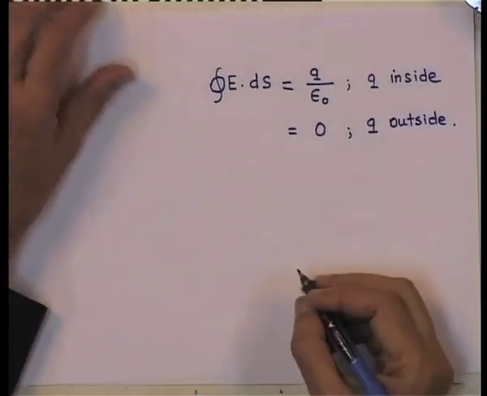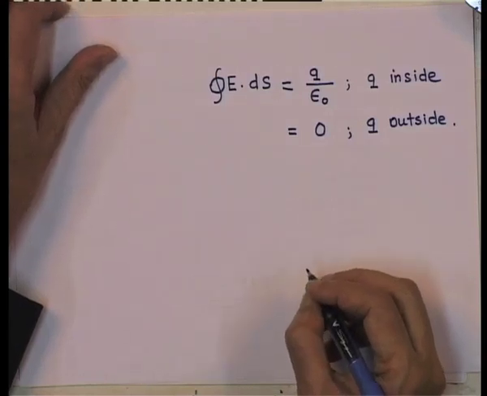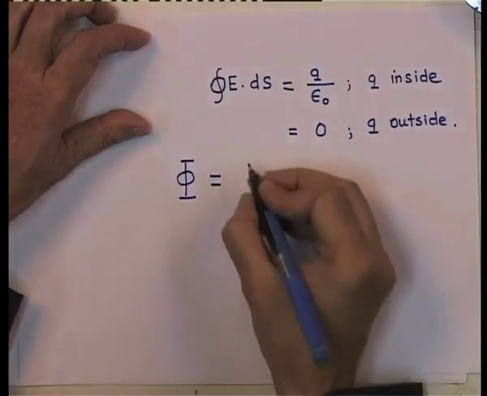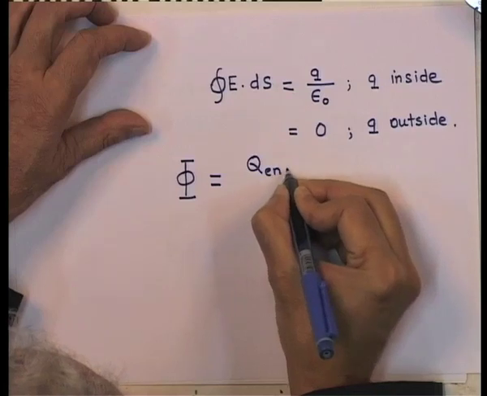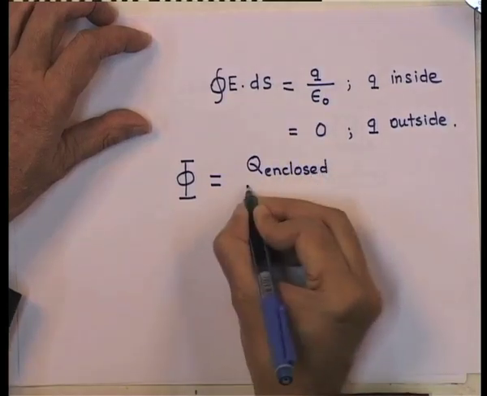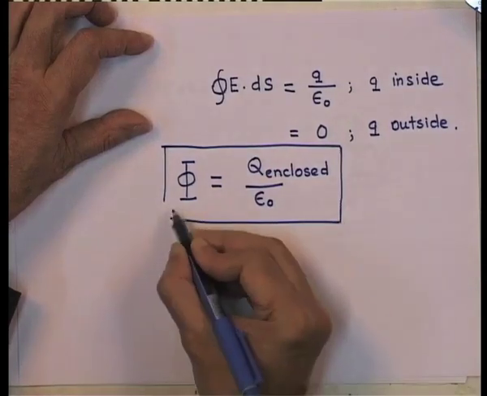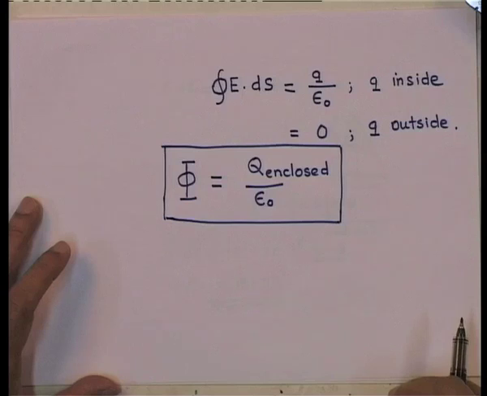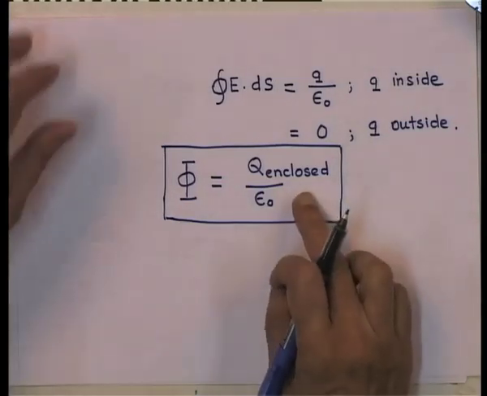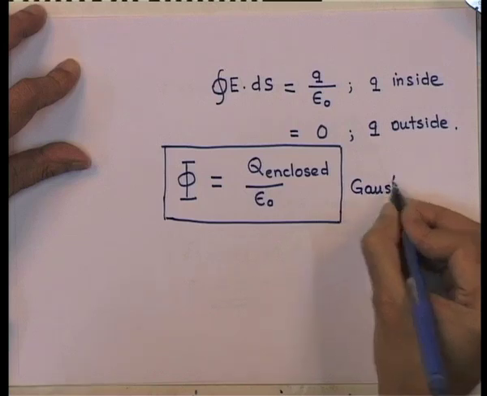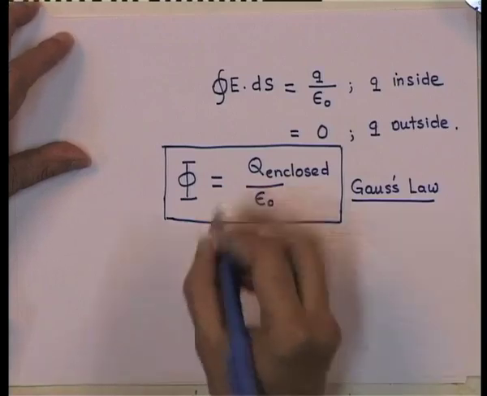Now, this is in general true if I have multiple charges as well, because the principle is the same, it is a superposition principle. So, what you actually find is that the electric flux phi, which is the same as the integral E dot dS, is given by the amount of charge that is enclosed by the surface divided by epsilon 0. This is the statement of Gauss's law. If there are no charges enclosed inside, it is equal to 0. If there are some, then of course, you have to simply talk about the amount of charge that is enclosed. So, that is my Gauss's law stated in the form of flux phi, which is the integral E dot dS.